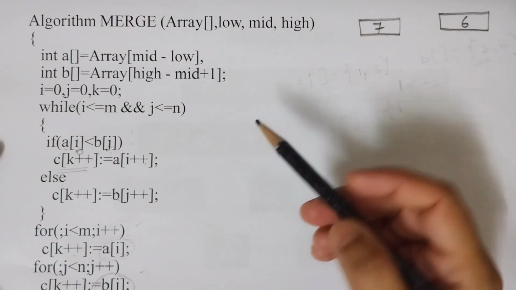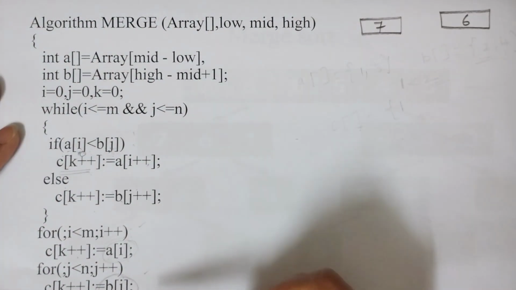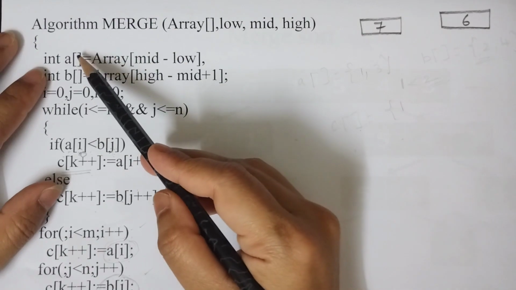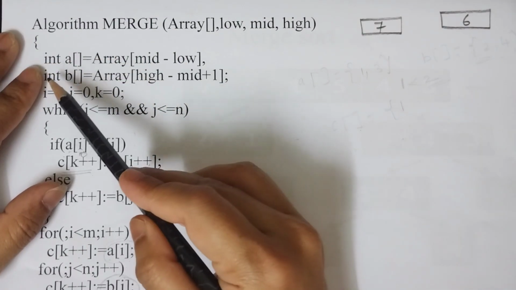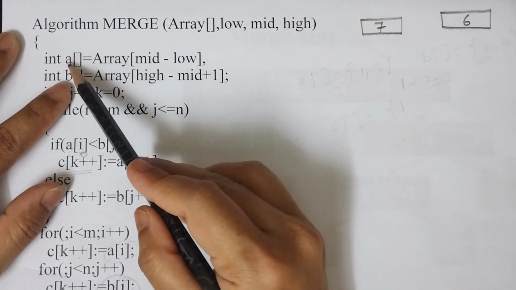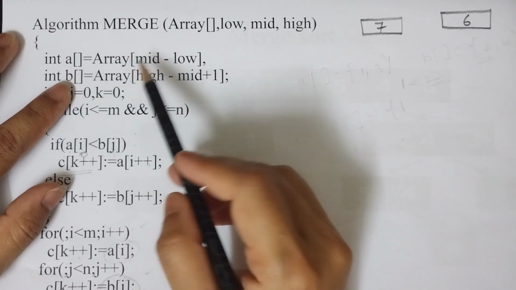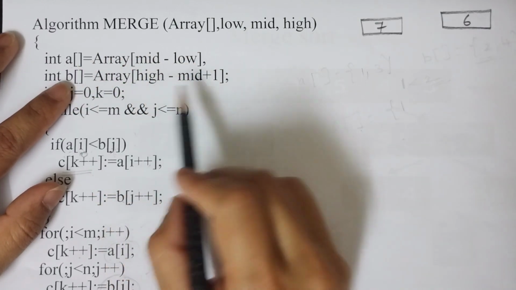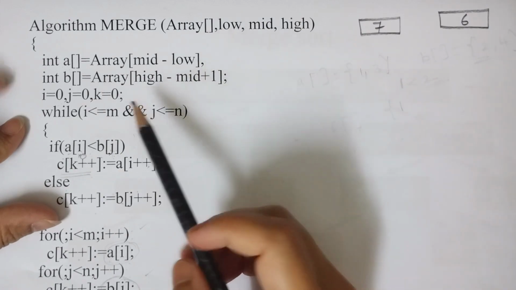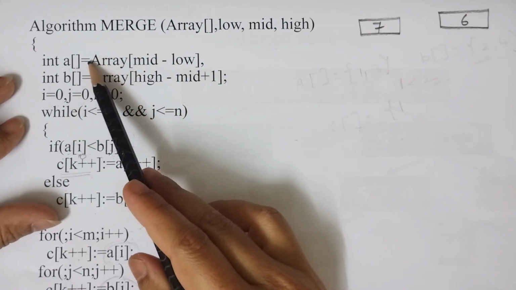Now coming to the algorithm merge. If you look at this algorithm, here we have two arrays. One is array A and the next one is array B. So what does array A contain? From the low value to mid value, and B contains mid plus 1 value to high value. So coming to this array A and B.